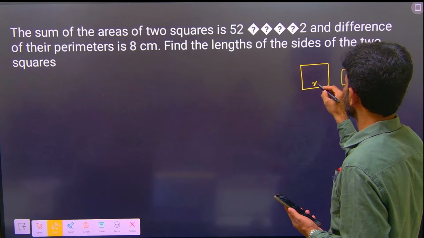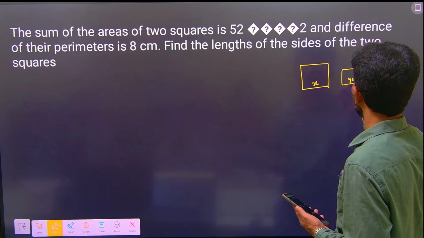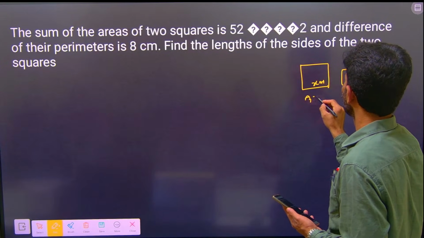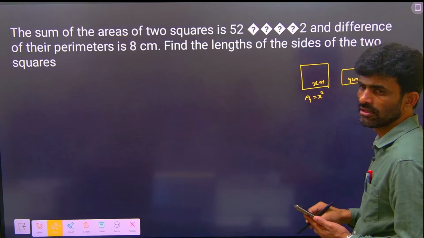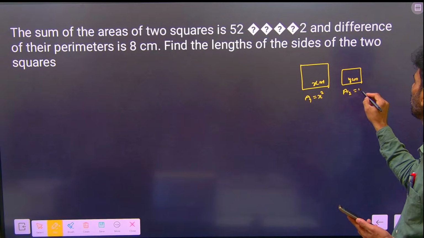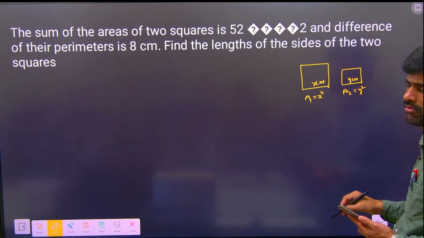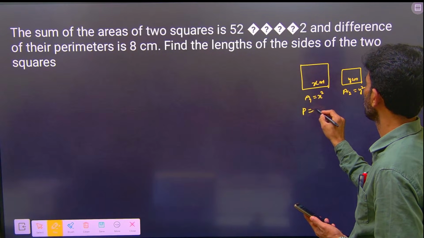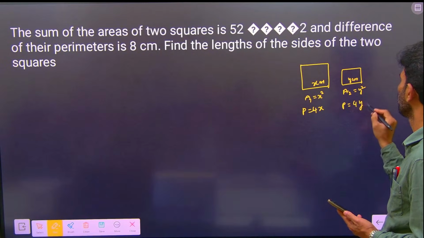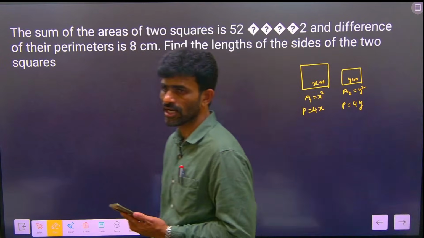Let us take the side of the first square be x centimeters, and the side of the second square be y centimeters. Now the area of the first square is x square, correct? Area of a square is side square. What is the area of the second square? Y square. Perimeter of the first square is 4x. Perimeter of the second square is 4y. Now we have to substitute in the given condition.